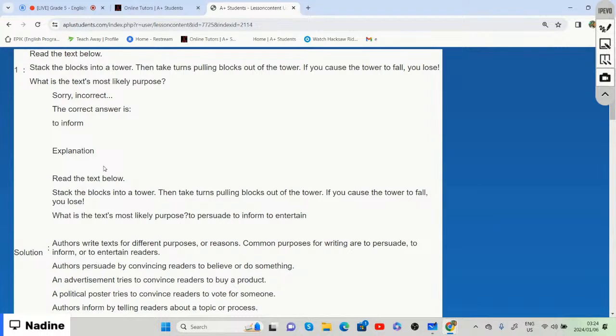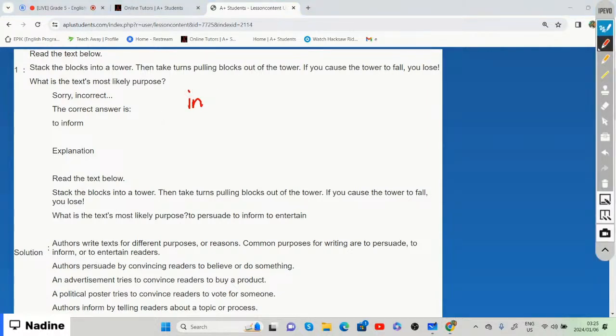So by reading that, are they trying to persuade you to do anything? Are they informing you about something? Or are they trying to entertain you by making you laugh? And if we read that text again, right, then it means that they are trying to inform us. They're trying to inform us about what to do, right? Step by step, they're informing us that you need to do this, then you need to do that, and then you need to do that.